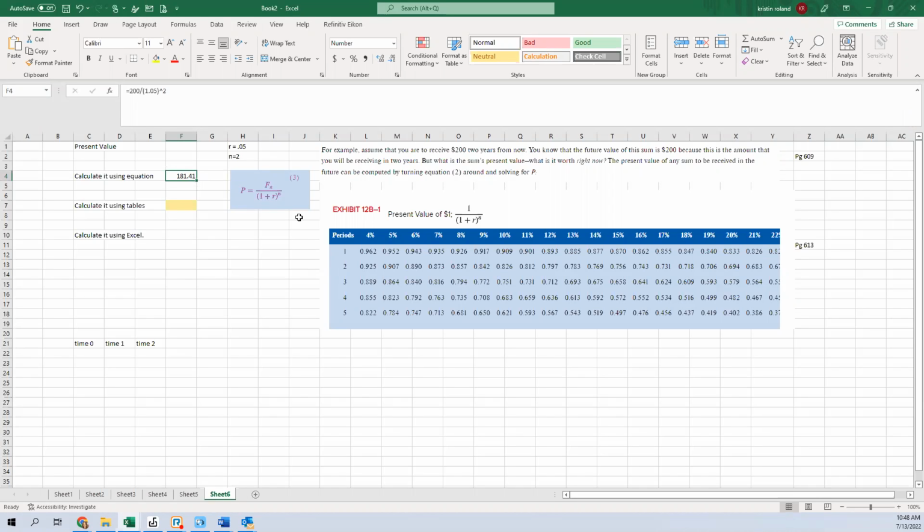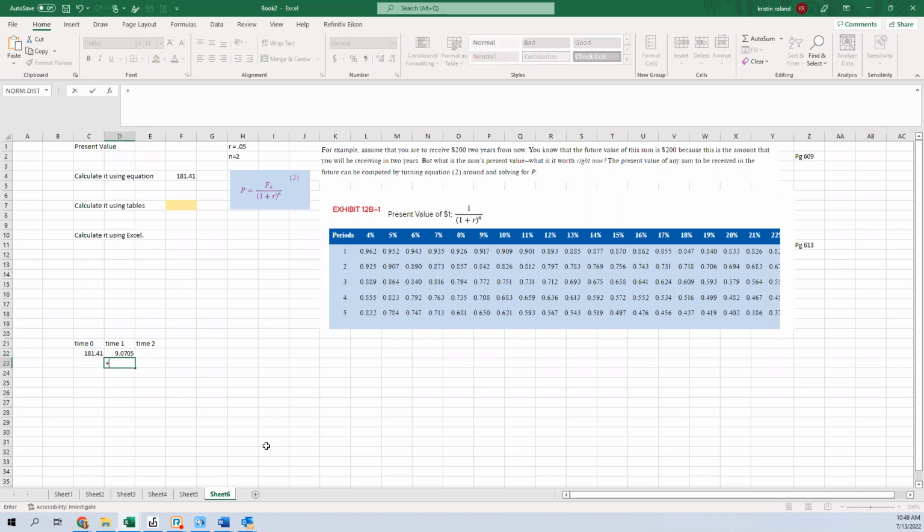So let's work this the other way. Let's just check this number. What this means is that if we have 181.41 right now, what would happen if we invest that at 5% for 1 year? What would this 181.41 be worth in 1 year? We know how to calculate simple interest. We would just take that number and multiply it by 0.05. And that tells us the amount of interest that we've earned over 1 year.